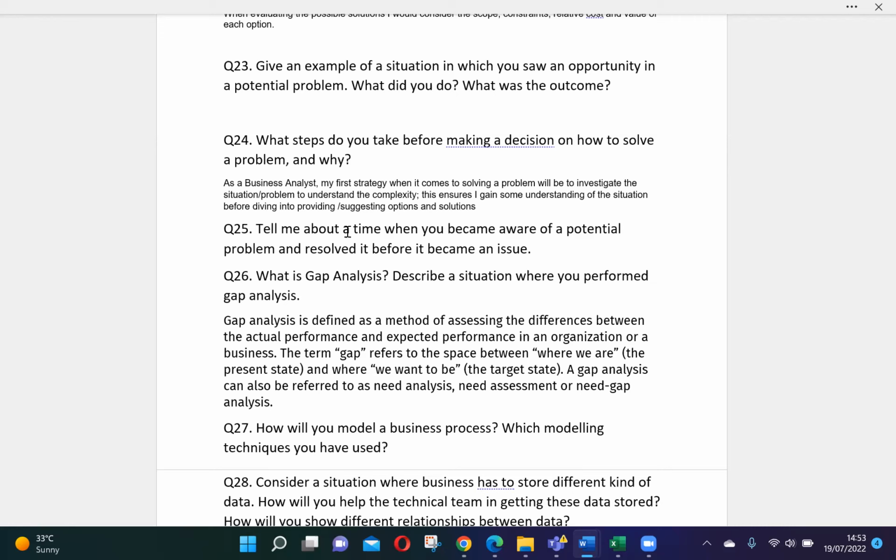That's a good example. Yeah, something like that you can say. Okay, so what is gap analysis? Describe a situation when you performed gap analysis.